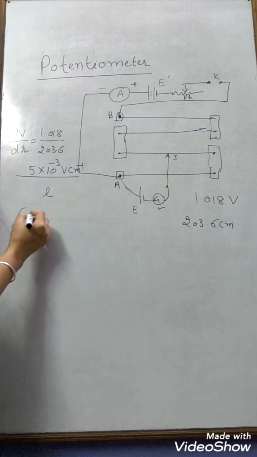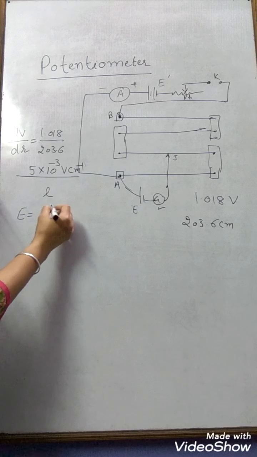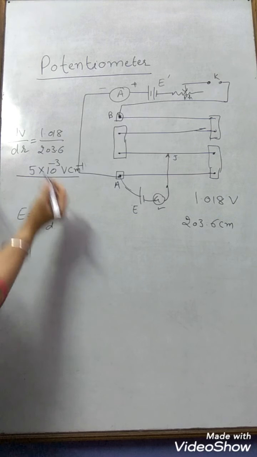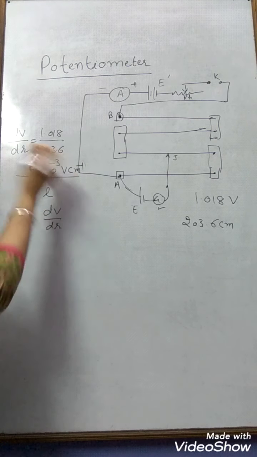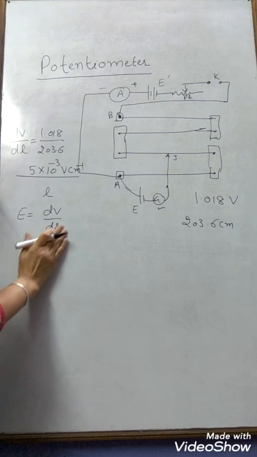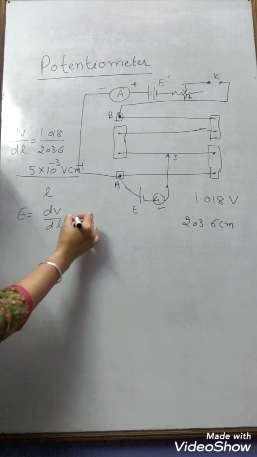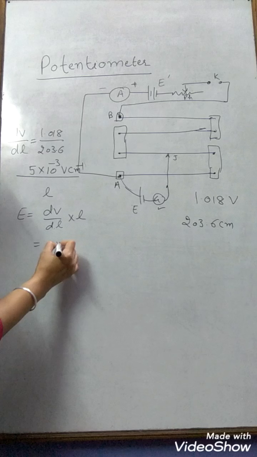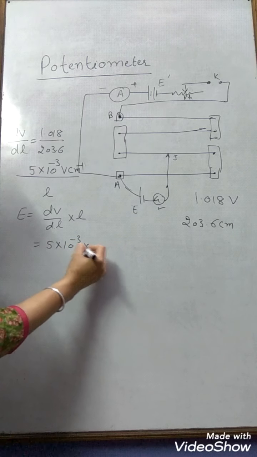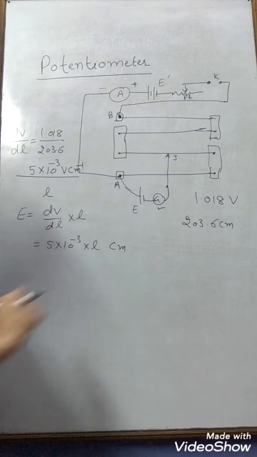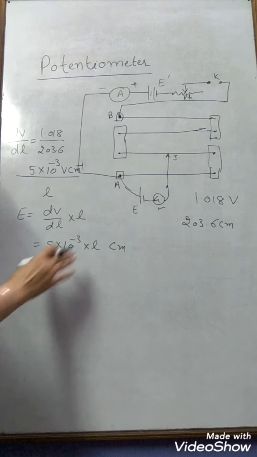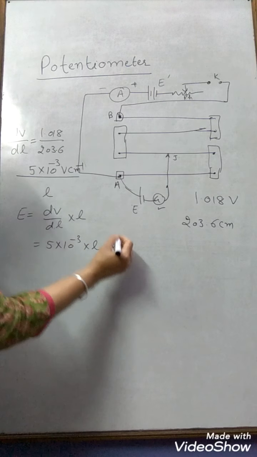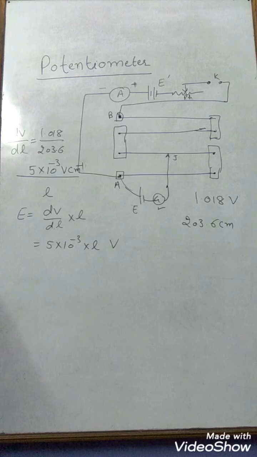Then how do we find the EMF of that cell? This potential gradient, which we call dV upon dl, multiplied with L, gives 5 × 10^-3 × L volt, which is the EMF of the unknown cell that we calculated using this potentiometer. This is the first application.